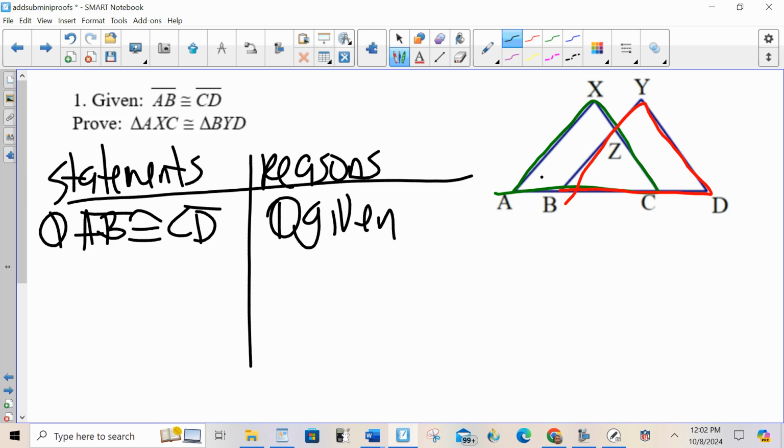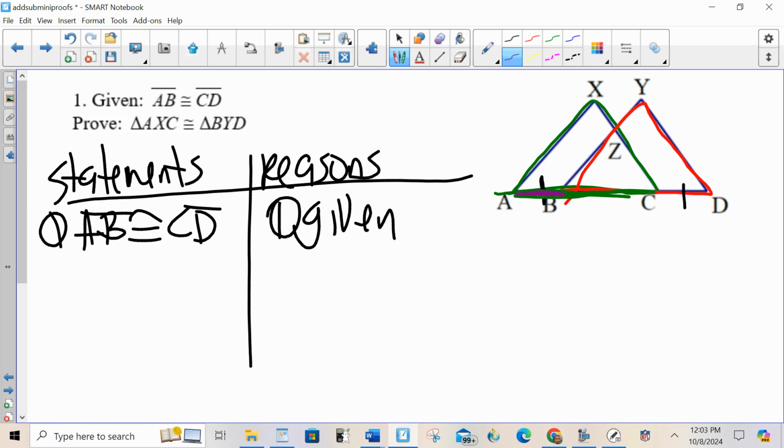So, is AB and CD sides of the triangles I'm trying to prove? And the answer is kinda. It's part of it. AB is part of AC. AC, the green, is the side of the green triangle. AB, the purple, is part of it. When we have part of what we want, that's when we use addition or subtraction property.